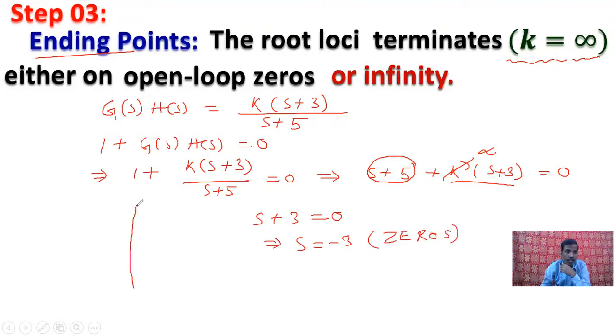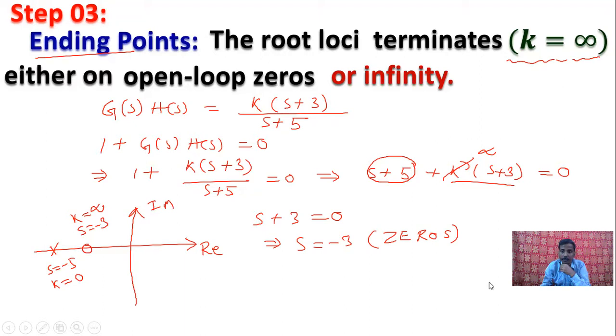So what is the pole zero construction? On the real and imaginary axes, s equals minus 5, K equals 0 is the pole position, and s equals minus 3, K equals infinity is the zero position. That means all the poles and zeros are on the left-hand side of the S-plane, so the open loop system is stable.